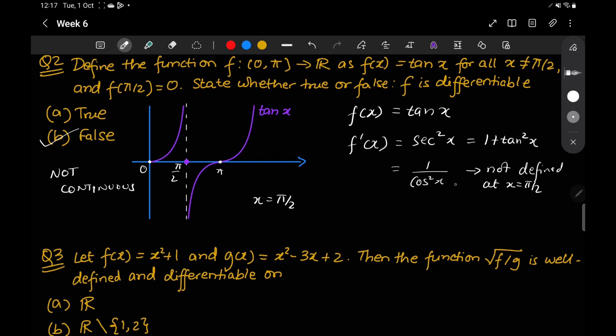And so this derivative is not defined at x equals pi by 2, and in addition at all odd multiples of pi by 2. It's not defined at all odd multiples of pi by 2.